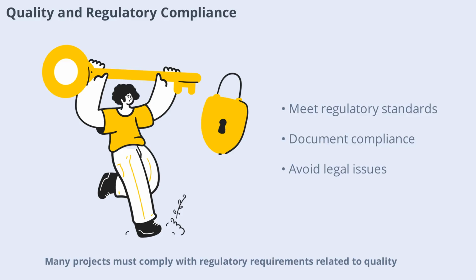Many projects must comply with regulatory requirements related to quality. This could include safety standards, environmental regulations, or industry-specific rules. Staying compliant requires careful planning, documentation, and regular audits. By making compliance a priority, you avoid legal issues and ensure your project meets all necessary standards.